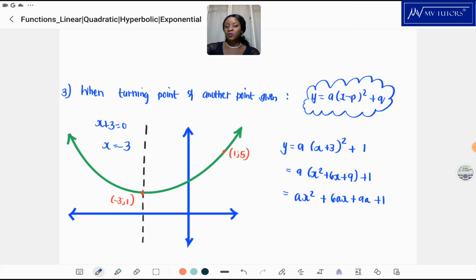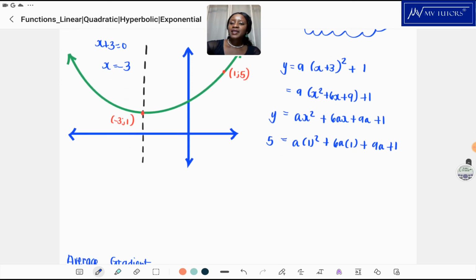We were given a point of 1 and 5. So in the place of y, I'm going to put there 5, and in the place of x, I'm going to put 1, so that we can get the value of a. Okay, we have 9a and then plus 1. Alrighty, so we have 5 equals a plus 6a plus 9a plus 1.